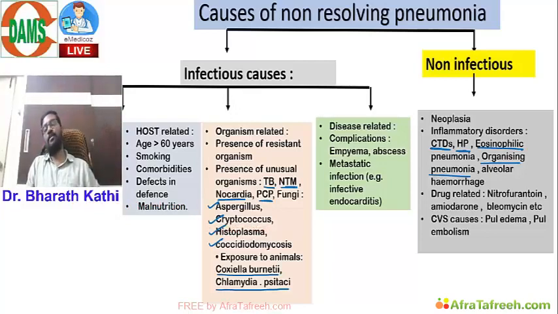All this time it might have been a malignancy. It might have been a connective tissue disorder, hypersensitivity pneumonitis, eosinophilic pneumonia, organizing pneumonia, alveolar hemorrhage, or drug related, or serious causes, pulmonary edema, pulmonary embolism. Now what is the algorithm for identification or diagnosing non-resolving pneumonia? What all investigations? Another important cause of non-resolving pneumonia can be sarcoidosis.